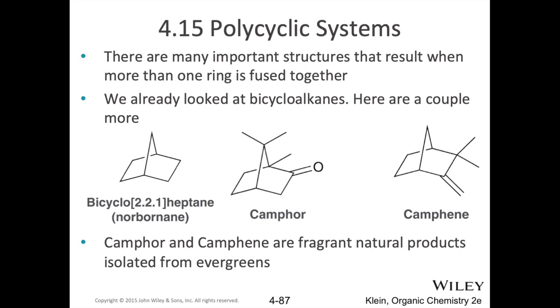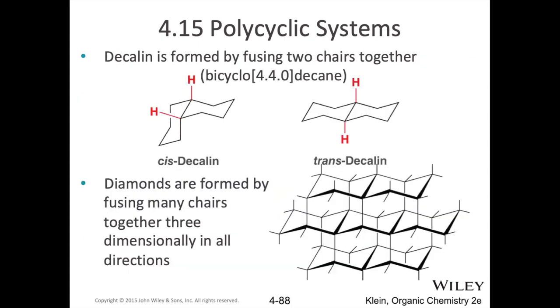With ring compounds, you can sometimes have multiple rings fused together. We've already talked about bicycloalkanes. There are other compounds that involve multiple fused rings, not just 2. Okay, so the overall term for all of this is what we call polycyclic systems, that have more than 1 ring. Here's an example of a polycyclic system with more than 2 rings.